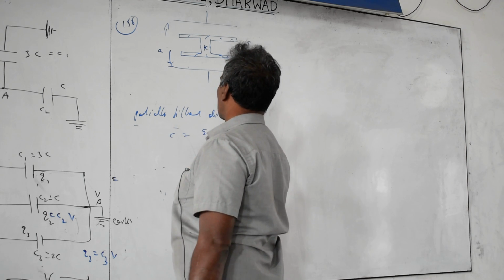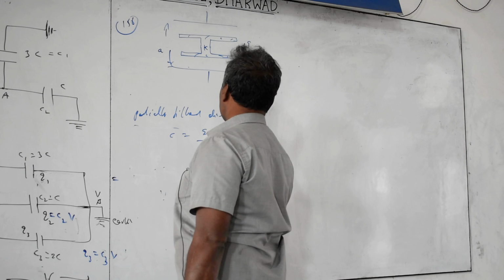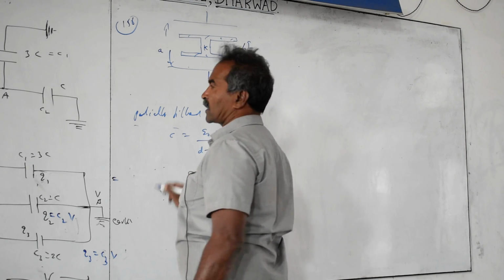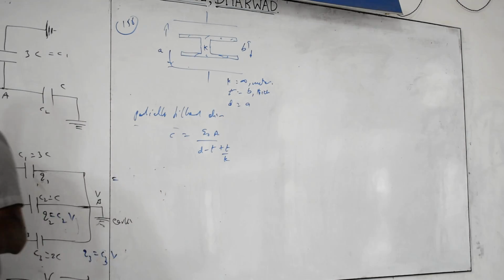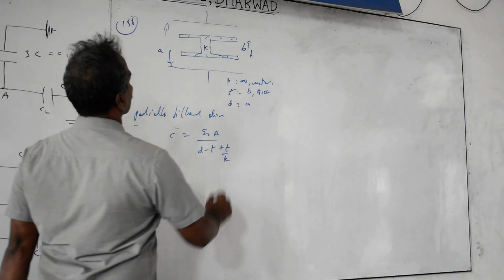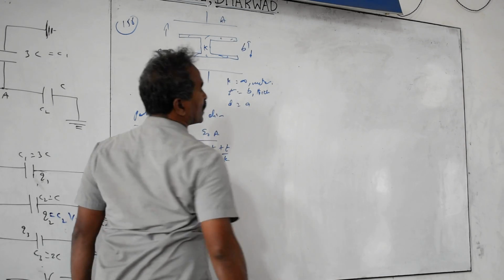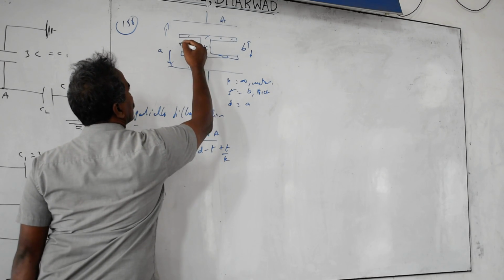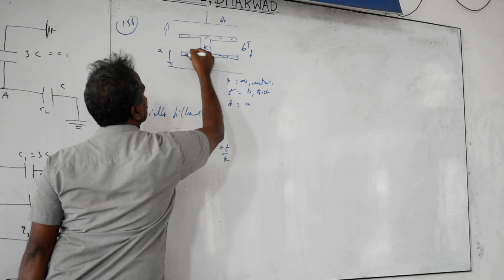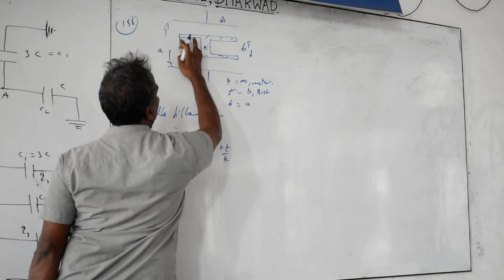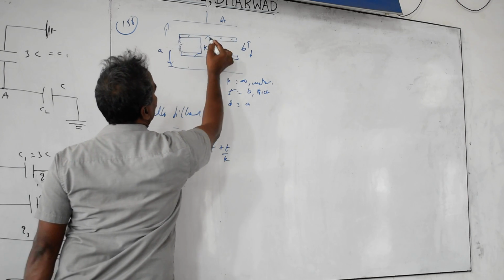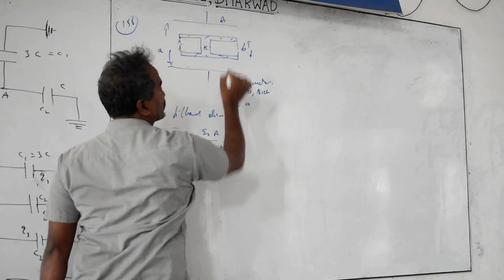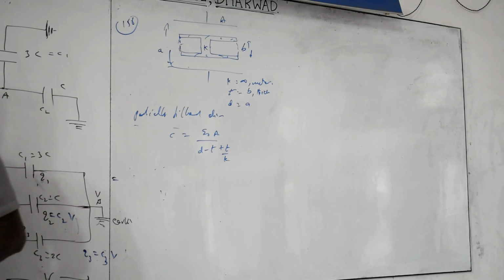The capacitance formula you have to take is C equals epsilon naught A by D minus T plus T by K. A is the area of the plates. Charges reside only on the surface, whatever the thickness you take. So you can also take the effective capacity. You take this whole thing as one single block. Even if the gap is there, it does not matter here. You have to consider it as a single block of this much thickness and do the calculation.